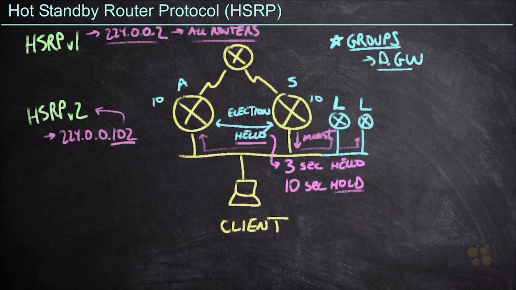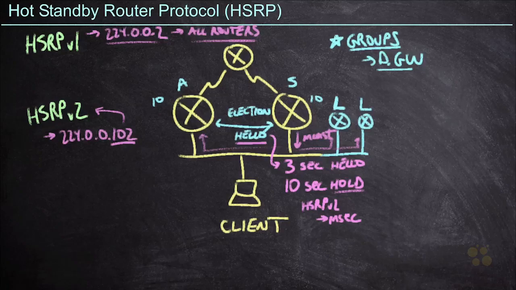Now, we can make these a whole lot faster because 10 seconds is a long time to wait for us to detect a failure. In fact, if we have HSRP version 2, HSRP version 2 allows us to go into the millisecond range. So we can get really fast with our hello timers, and hopefully that reduces any amount of downtime that we end up experiencing.